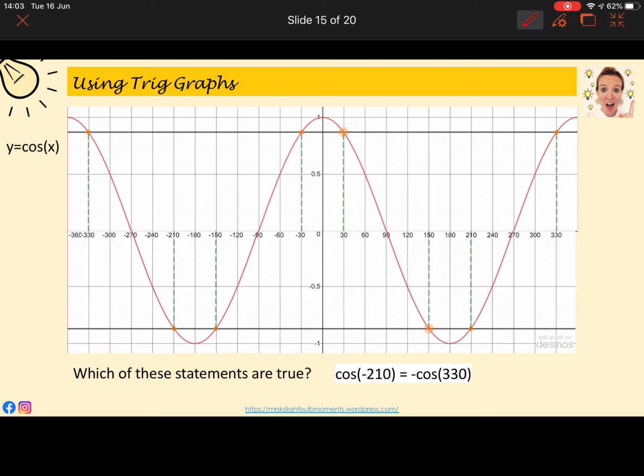Okay, we'll go through this one just because we've got a few negatives. Cos of minus 210 is down here. You go to minus 210 and work out where it is on the curve. Minus cos of 330. So do cos of 330 first, which is up there. And then it wants the minus equivalent, so we switch it down to the negative. Yes, they're now the same. Okay, see how we did that one?